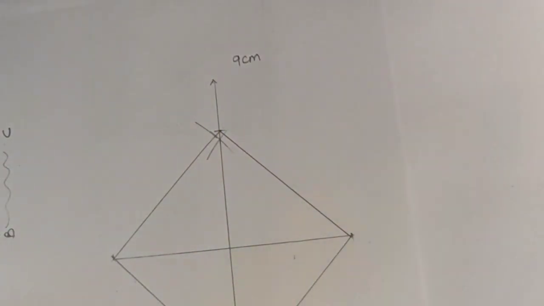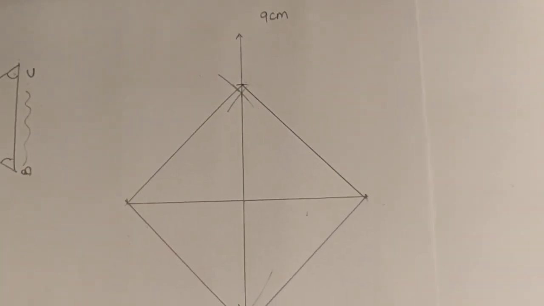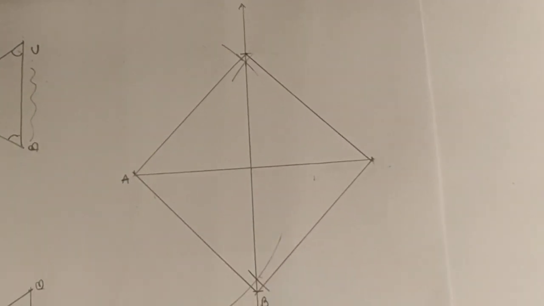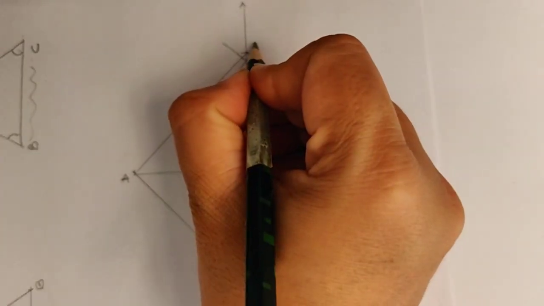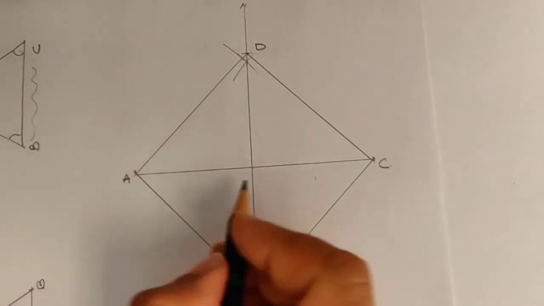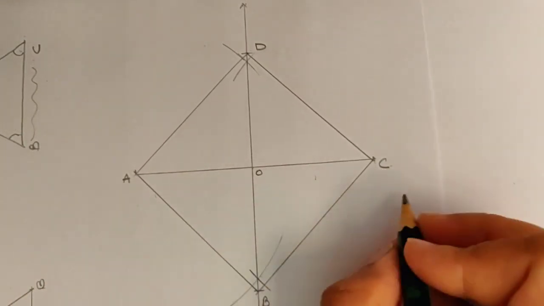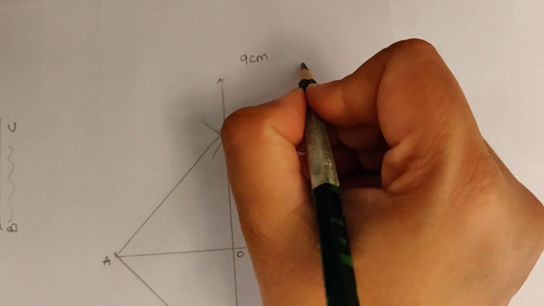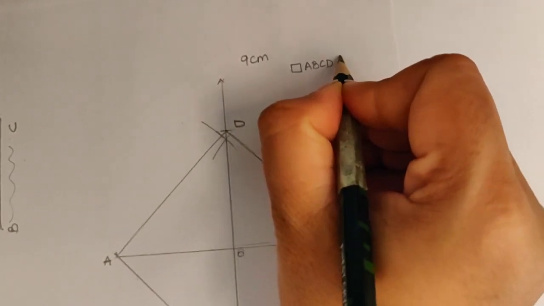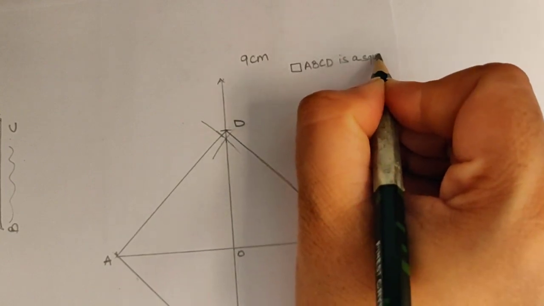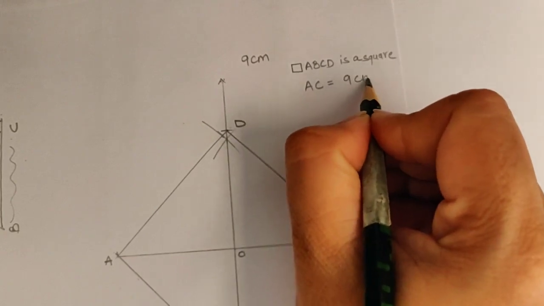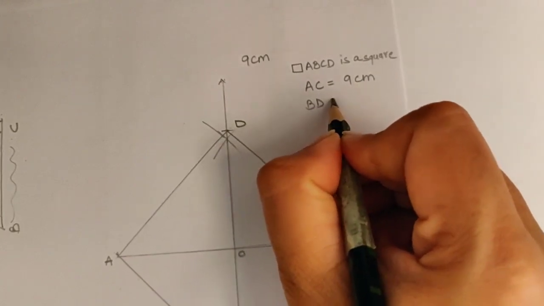So this is the square. It looks like a kite, but it is a square. A, B, C and D. Don't forget to put the arrows. You can write here point O, and then you can write a small note here: ABCD is a square. AC is equal to 9 centimeters. BD is equal to 9 centimeters.